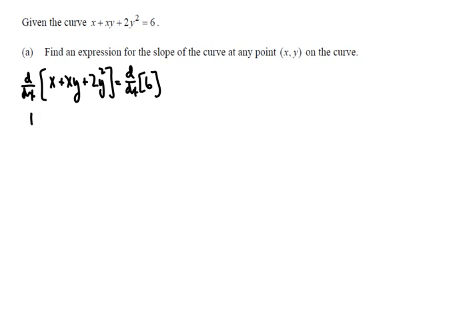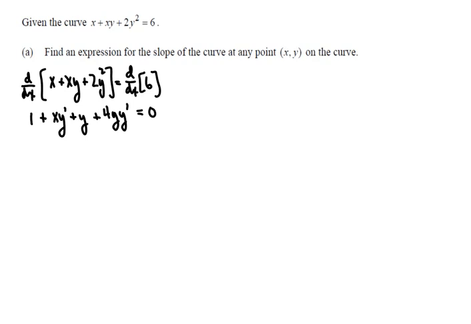Derivative of x is 1. The derivative of xy is a product, and so that'll be 1 d2, so xy prime plus 2y d1, which is 1. Then the derivative of 2y squared is 4y y prime, and that equals 0 on the other side.